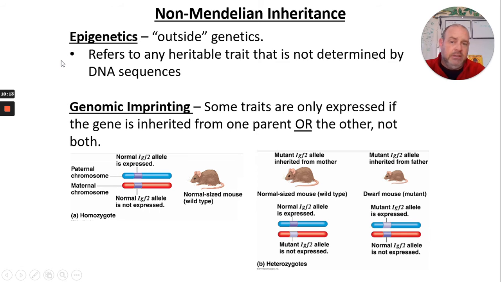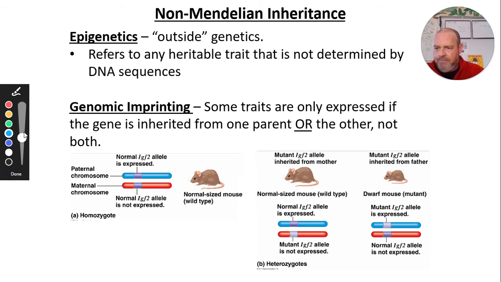Epigenetics is not Mendelian, okay? Epigenetics means outside genetics. So these are differences that can happen not because of any particular allele or order of bases, but for other reasons. Genomic imprinting is one, where it only matters whether the trait is expressed in one parent or the other. Let me grab my pen again.